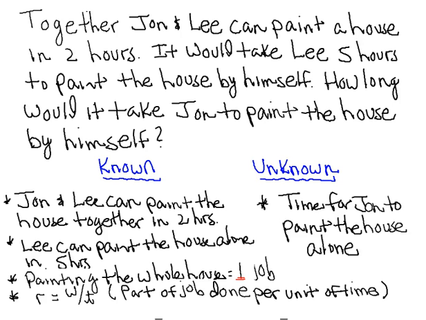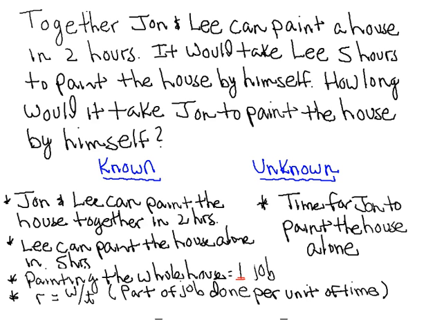Now, the problem we're going to look at is the following. It tells us that together, John and Lee can paint a house in 2 hours. It would take Lee 5 hours to paint the house by himself, and the question is, how long would it take John to paint the house by himself?